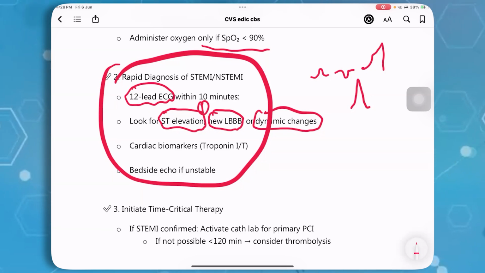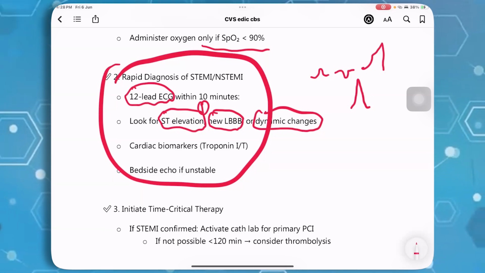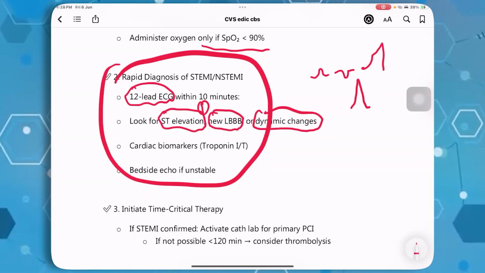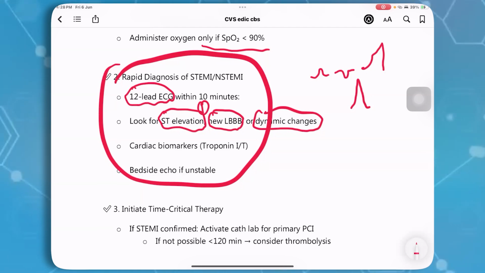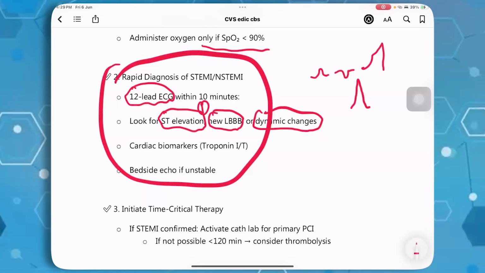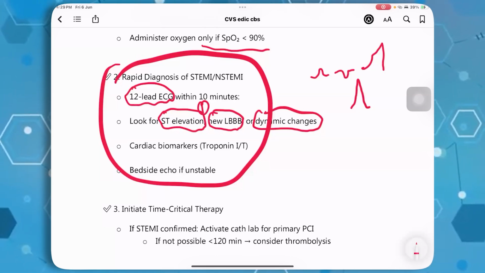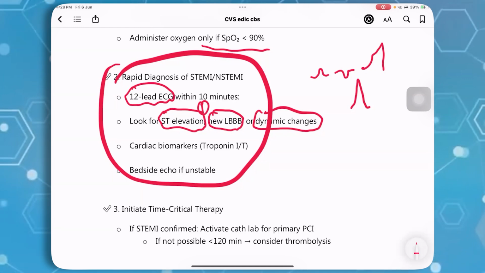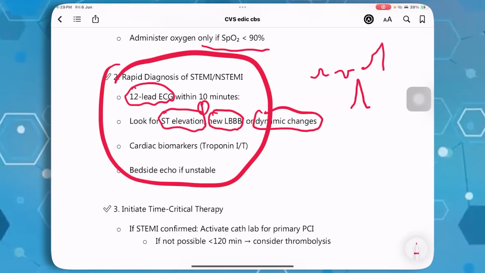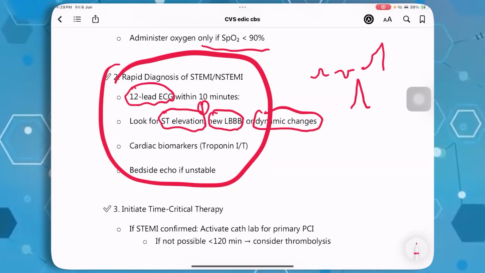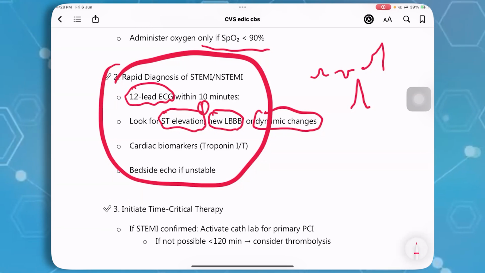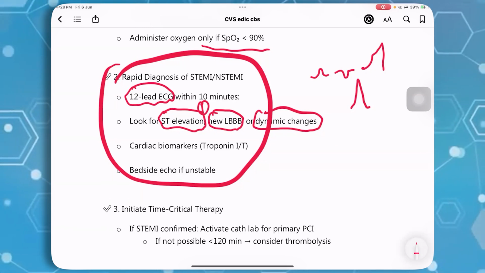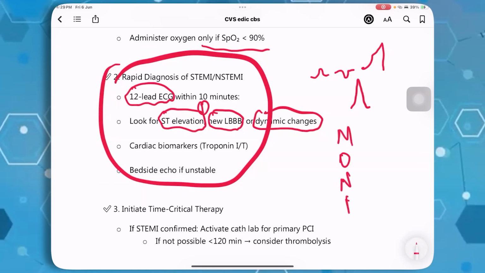After confirming your ABCs, you need to get the ECG done, the biomarkers done, and yes, the serial ECGs also have an importance. If something is not shown in the first ECG, repeat the ECG after 30 minutes if the chest pain is ongoing. Of course, analgesia is very important. Giving morphine is a good thing to do. Immediately give it.